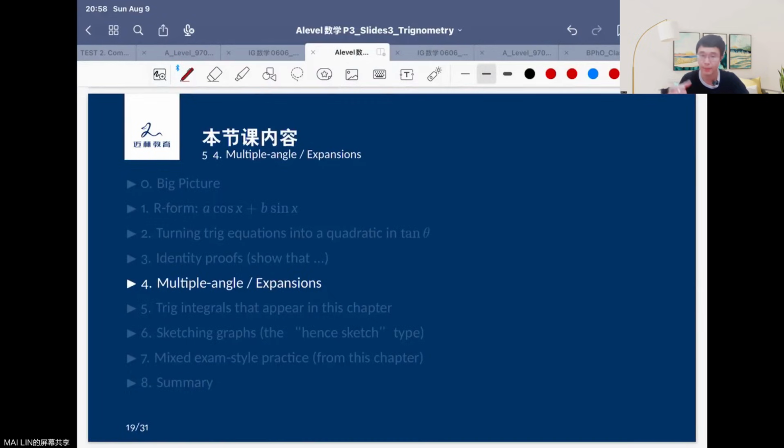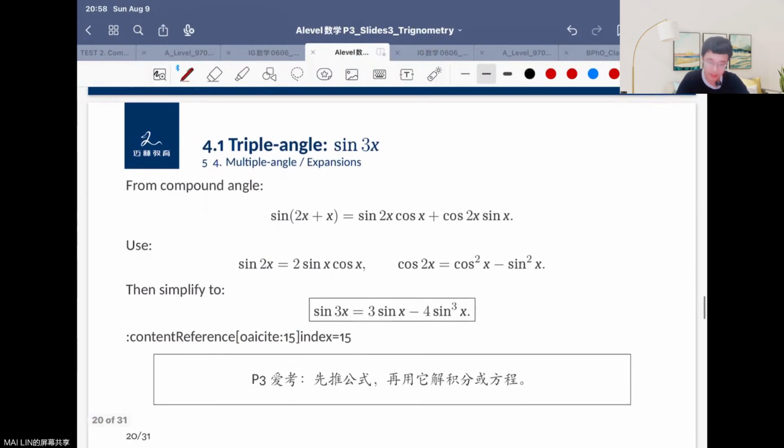Hello guys, today we are talking about multiple angle and expansions, okay? So moving to the first part of it. Here we are talking about the triple angle, sine 3x. Because of sine 3x here, we can just consider it as sine(2x + x), okay?